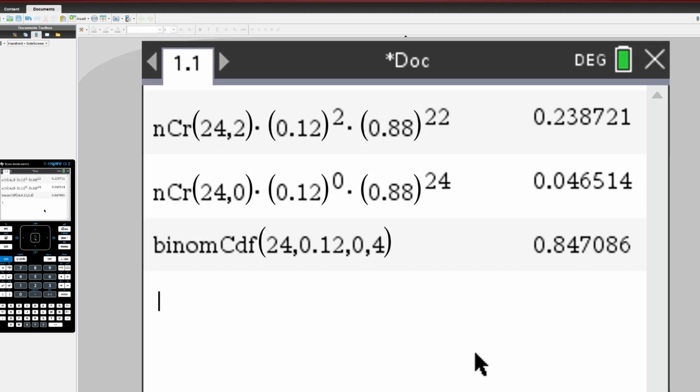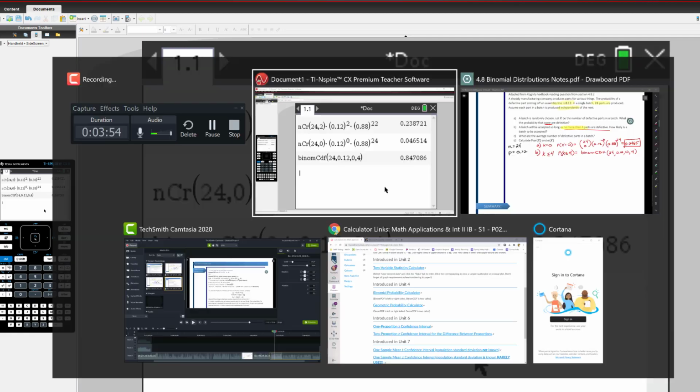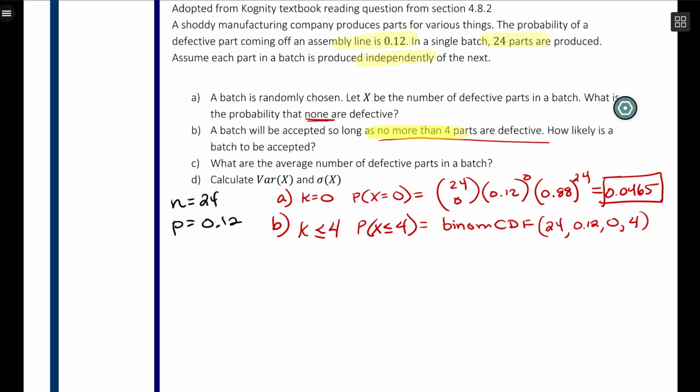And here we have the results in our calculator. Again, it's binom CDF with your N, then your P, then your lower bound, and your upper bound. And we get an answer of 0.847 rounded to 3 sig figs. So our answer is 0.847, meaning we have an 84% chance that we are going to accept any shipment, which means just over a 15% chance that we will reject one of these batches for shipment.